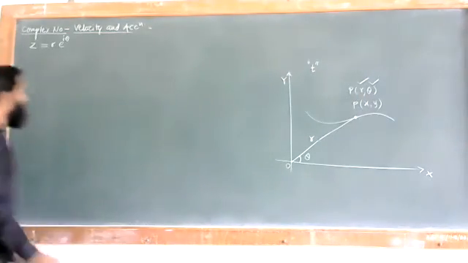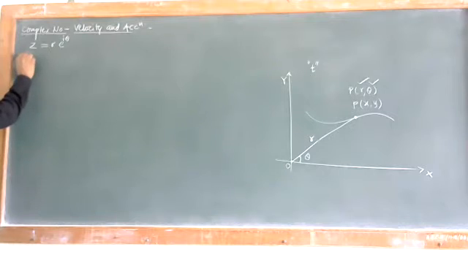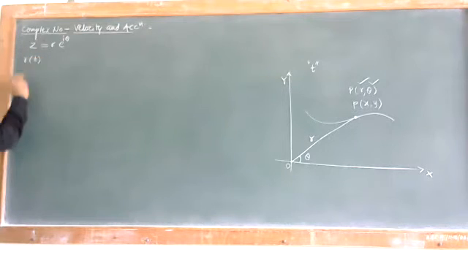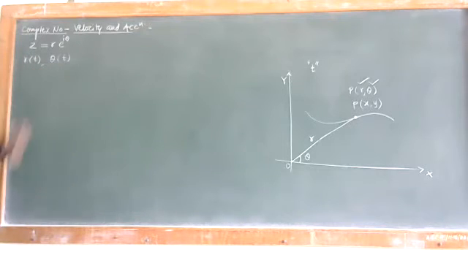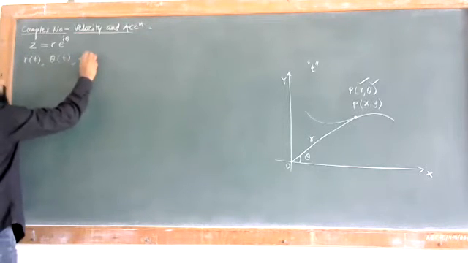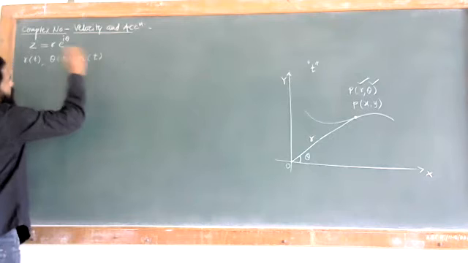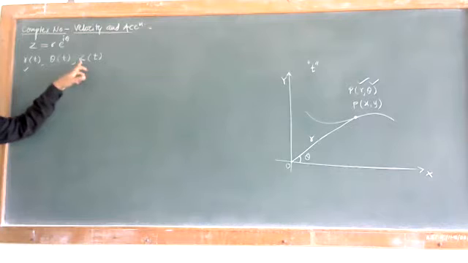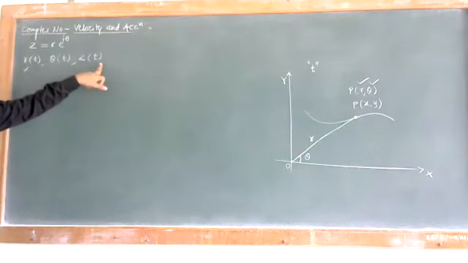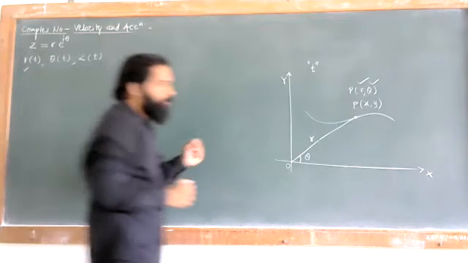That means what you can say? You can say that r is a function of t. Also theta is a function of t. What does it mean? It means that your complex number is also a function of t. Remember this, r is a function of time, theta is a function of time, and so z is also a function of time. So how can you show it here?